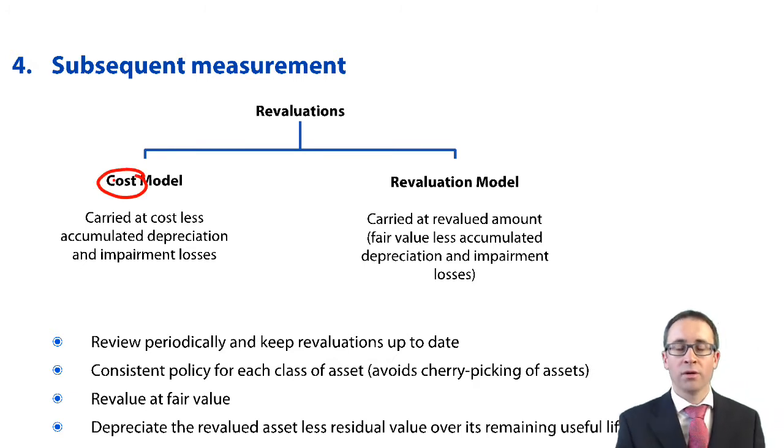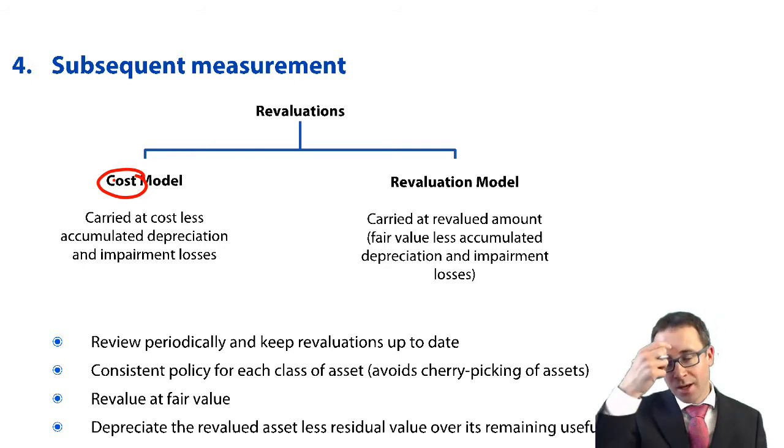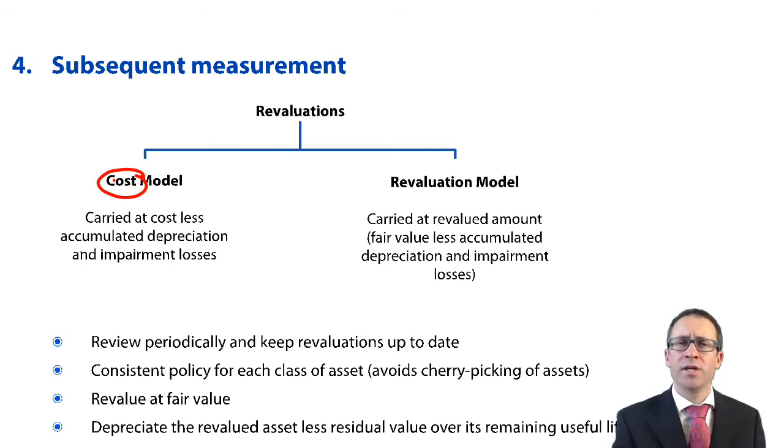You have the cost model, which is nice and straightforward. You just capitalise it, depreciate it, and then impair it, so reduce it in value if there are any indicators that your asset has been damaged. And we'll see that in a later chapter. Okay, don't worry about the impairments for now.